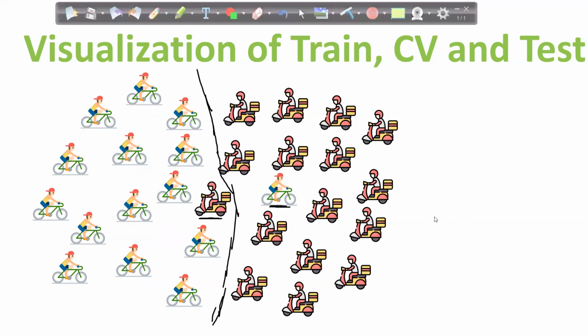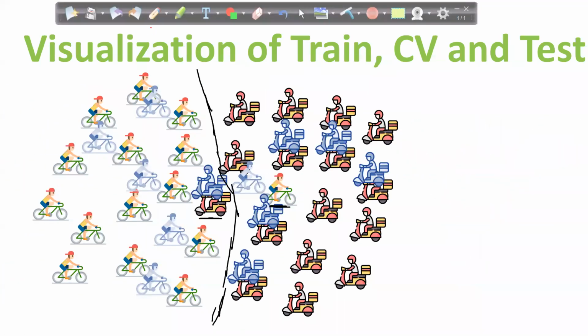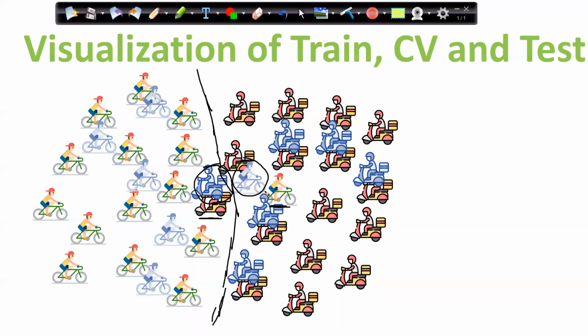But if I have CV data, now obviously this can also be an outlier. This can also be an outlier. But suppose let's assume that the outlier is not there in my data set. Then it will do proper predictions. This will be a cycle. This will be a scooter, right?